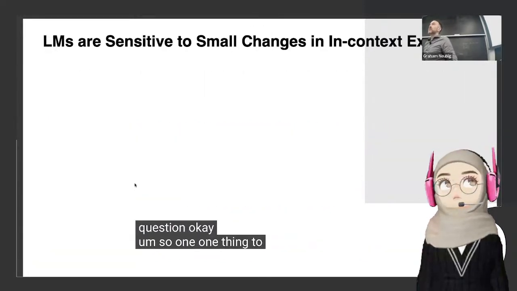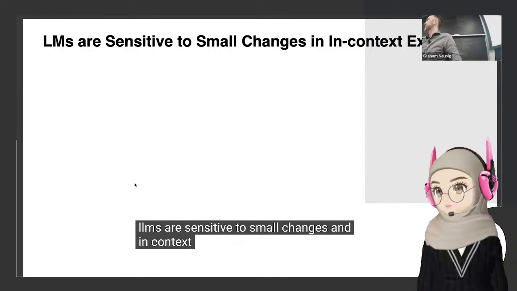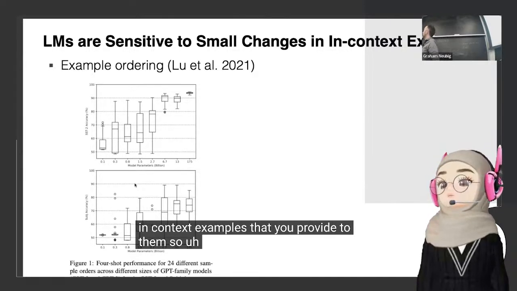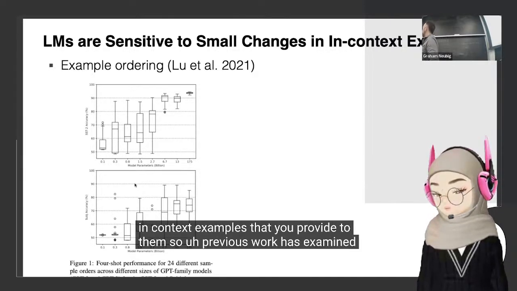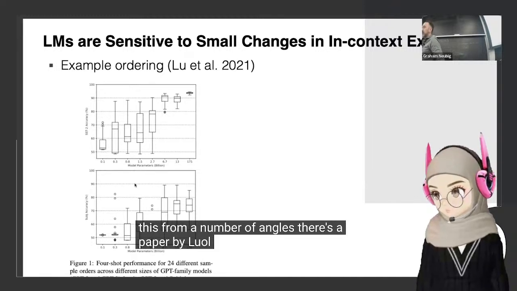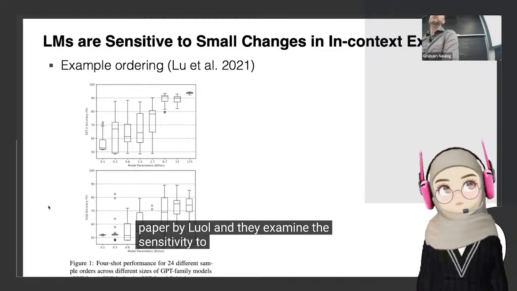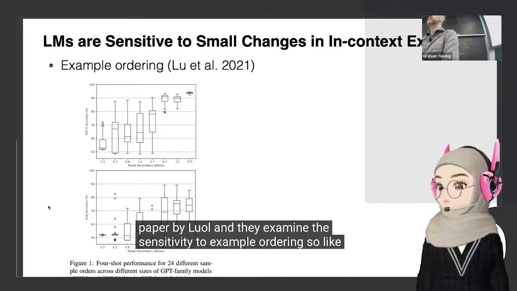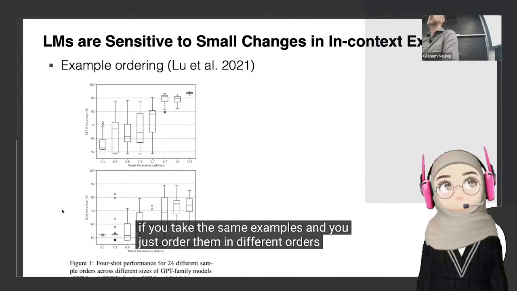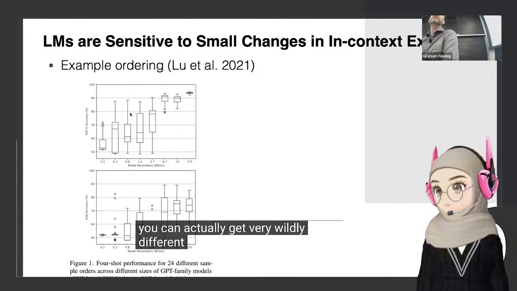So one thing to be aware of is LLMs are sensitive to small changes in the in-context examples that you provide to them. Previous work has examined this from a number of angles. There's a paper by Liu et al., and they examine the sensitivity to example ordering. If you take the same examples and just order them in different orders, you can actually get very wildly different results.